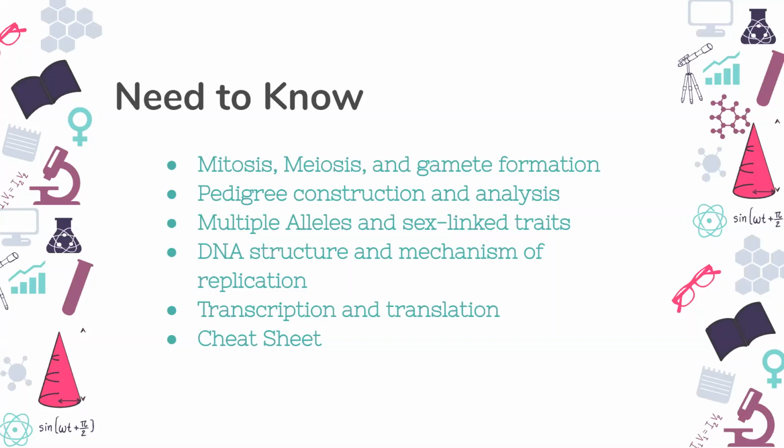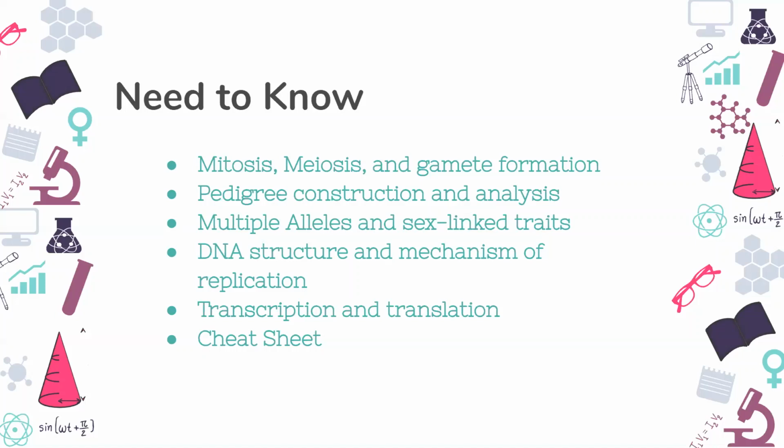I'm just going to run through this real quick. You need to know mitosis, meiosis, and gamete formation, pedigree construction and analysis, like those circles and triangles diagram. If you remember from biology, it shows you your ancestry. You need to know multiple alleles and sex-linked traits. I specifically included that you need to know examples of multiple alleles or examples of sex-linked traits, because a lot of Designer Genes tests will actually ask you for an example. So, for example, color blindness would be an example of a sex-linked trait.